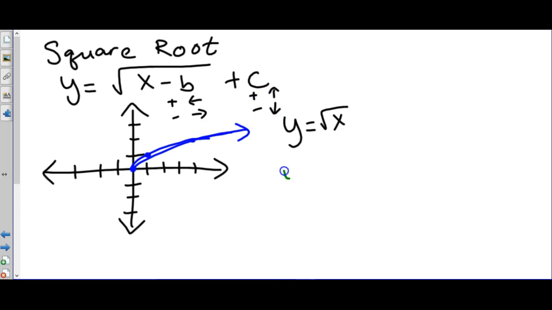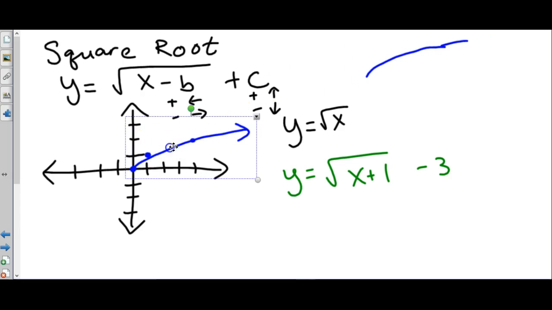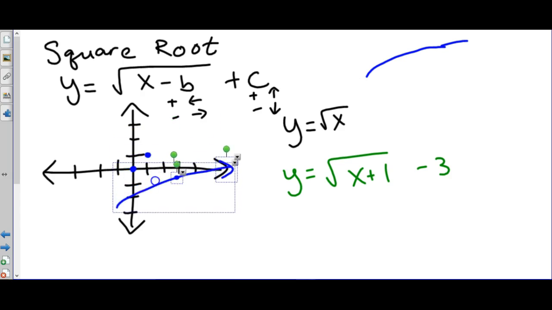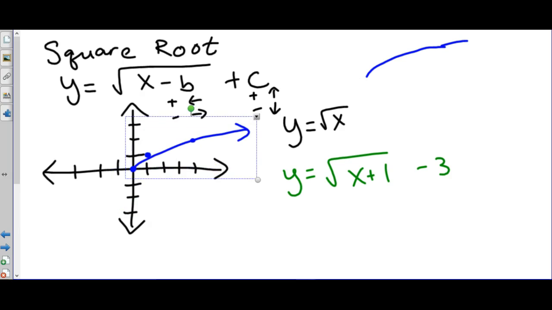So for example, if we had y equals square root of x plus 1 minus 3. Again, I can actually physically shift my graph, or at least a part of it. Let's see if I can shift this. Yep, so I could pick this whole thing up and go, let's see, positive 1 would be left 1, negative 3 would be down 3. So I'd shift left 1, down 3. But if you don't have the ability to do that, you would just go through each point and do the shift.